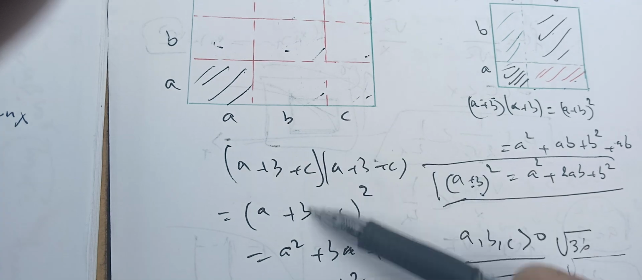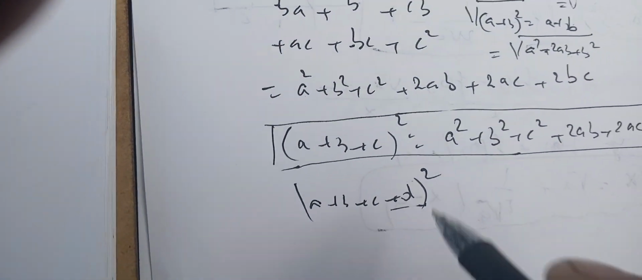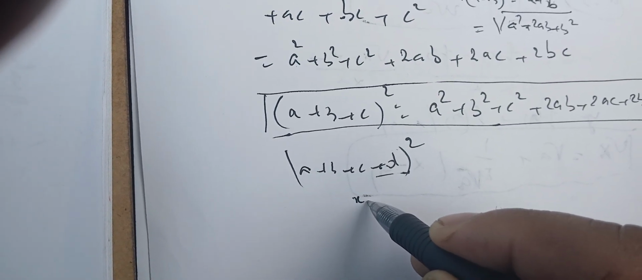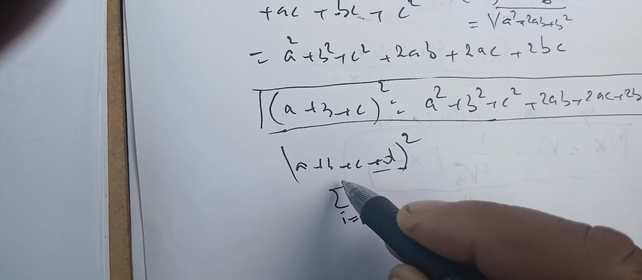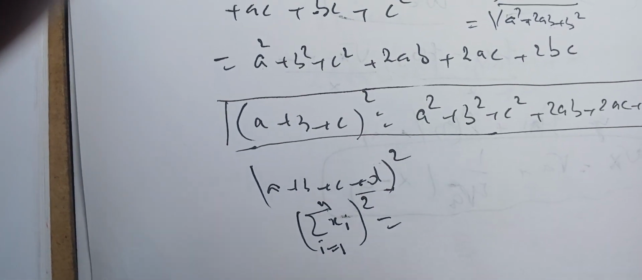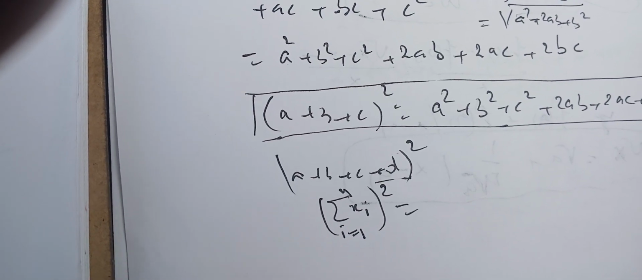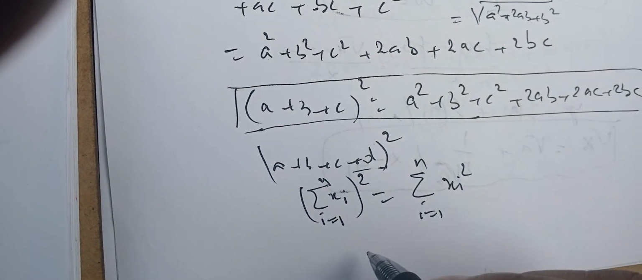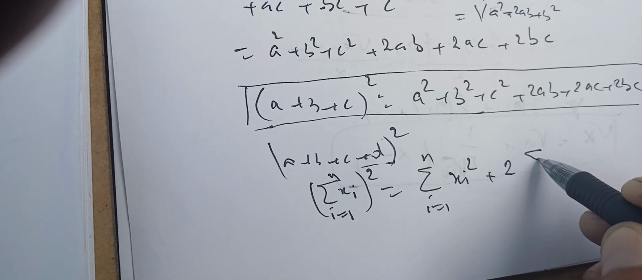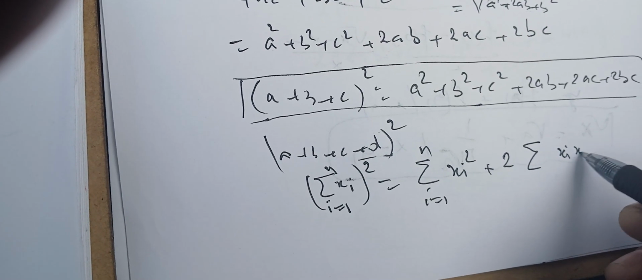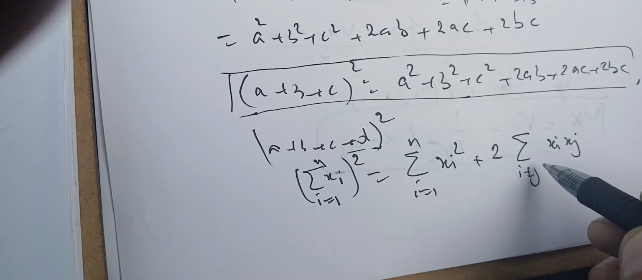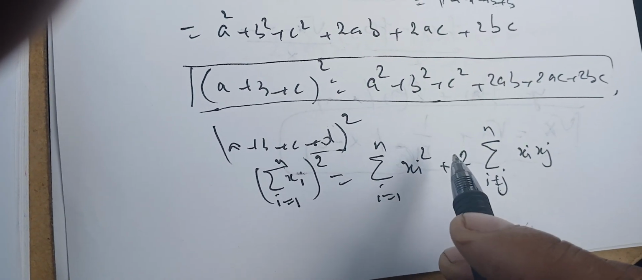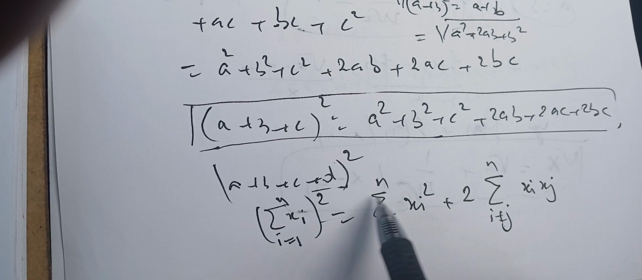For now, we just prove this result, and we can prove it in general if we assume that we have the sum of the xi's with i going from 1 to n. We can find a formula for the square. We can write it like this: the sum of xi squared, i from 1 to n, plus twice the sum of the products xi xj, with i different from j, going from 1 to n. This is the general formula in the case of n variables.